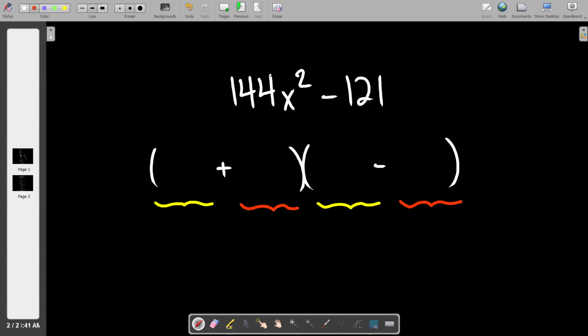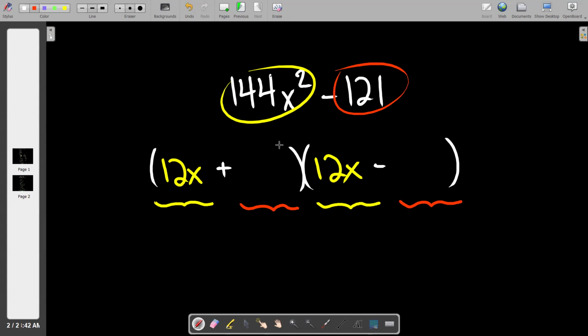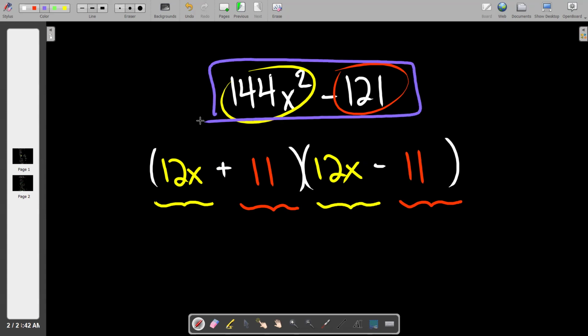So what has to go in the yellow spot? What's the square root of all that? 12x. So I need a 12x and a 12x. And then what's the square root of 121? There's your answer. Done. It's a really scary looking problem, but once you recognize it as one of these difference of two squares problems, it's actually super easy. Square root plus square root minus square root.